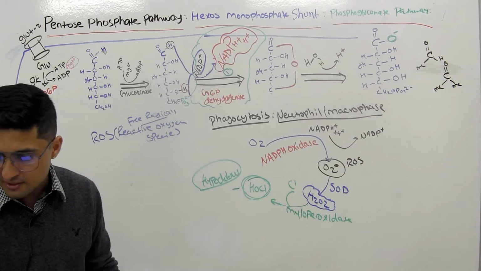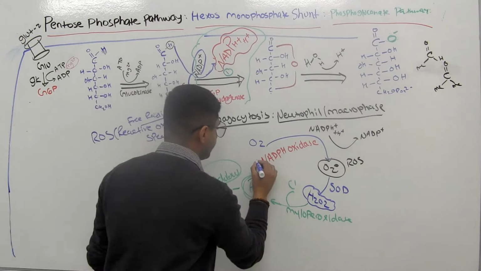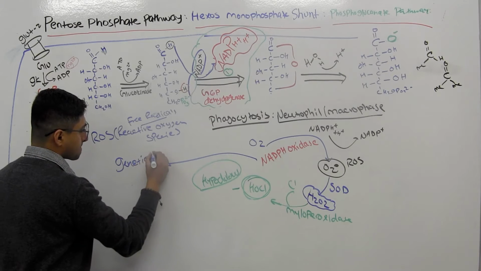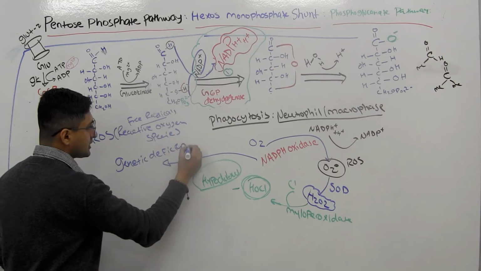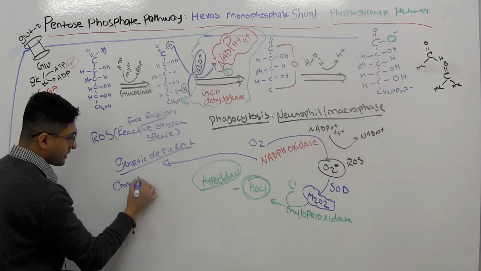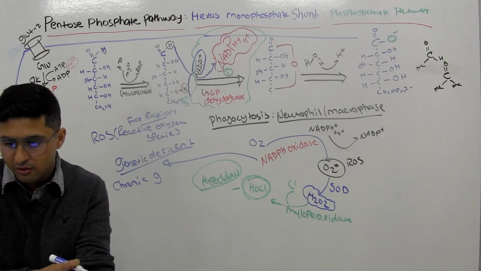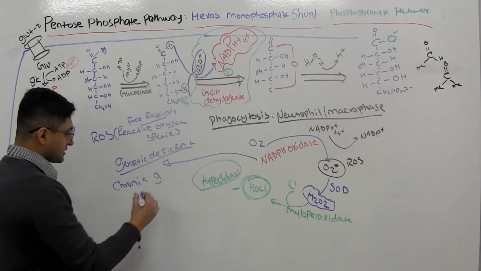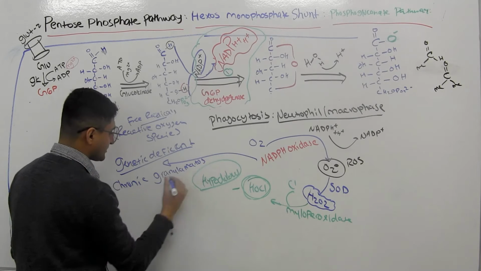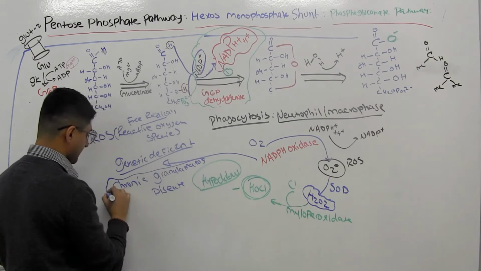Remember, this is very important. If you have a deficiency in this, which is a genetic deficiency, there is a name for this. What is this? It's called chronic granulomatous disease. This is an important disease.